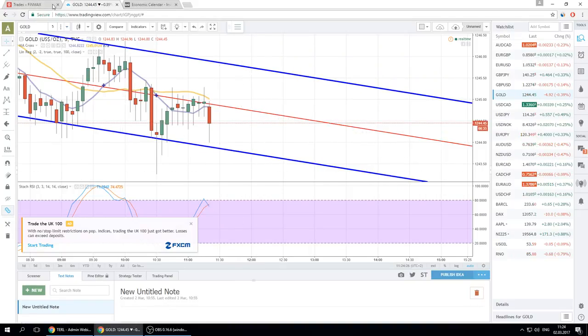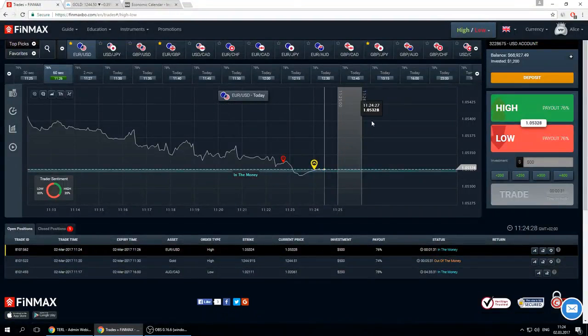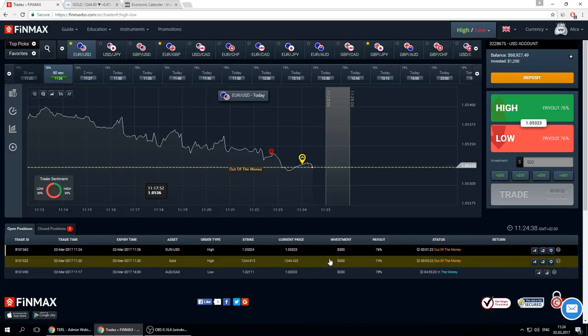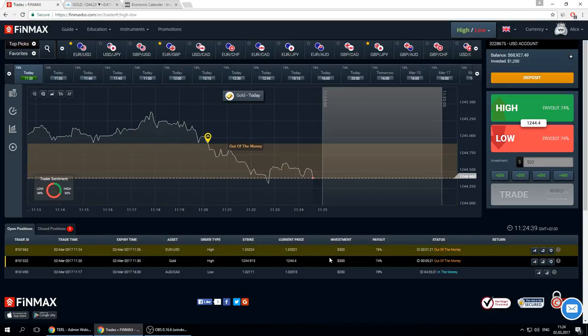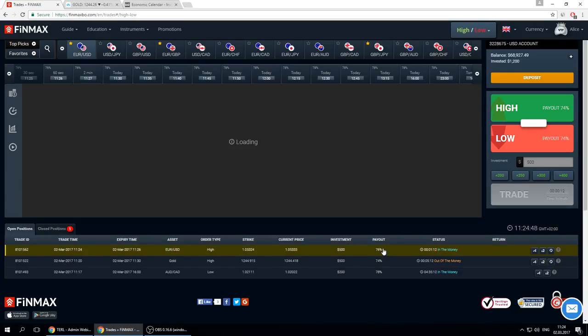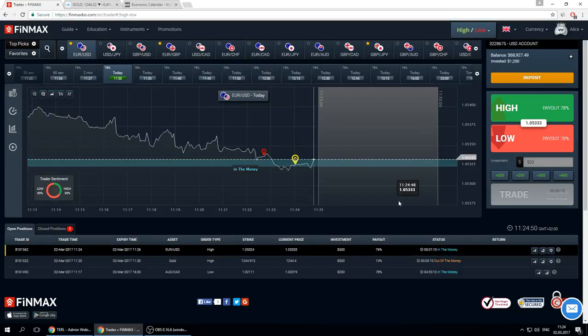Not that pleasant candle for us. So here we have two trades out of money. First of them was opened for gold, like the second step, and this one for euro for 1 minute time frame.